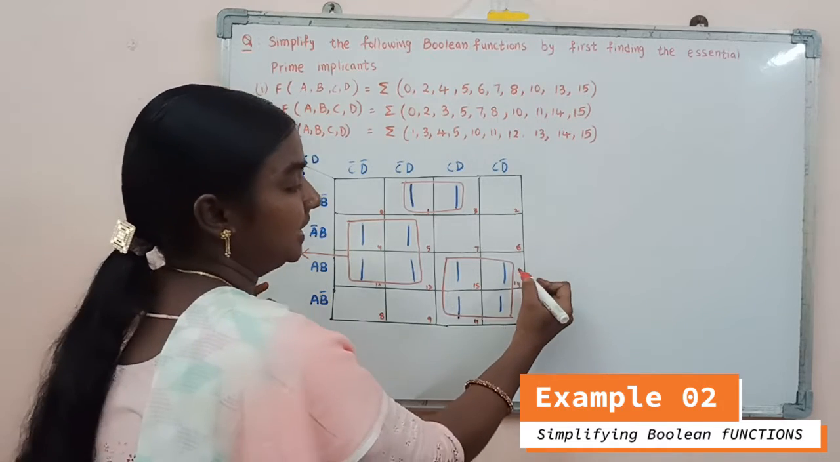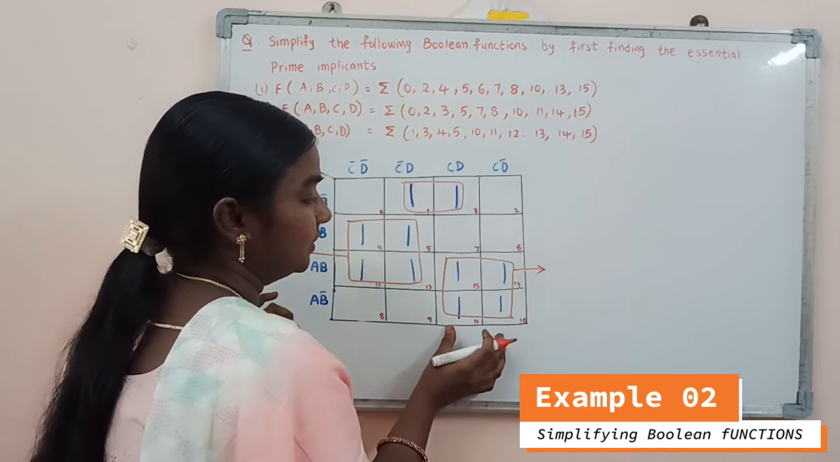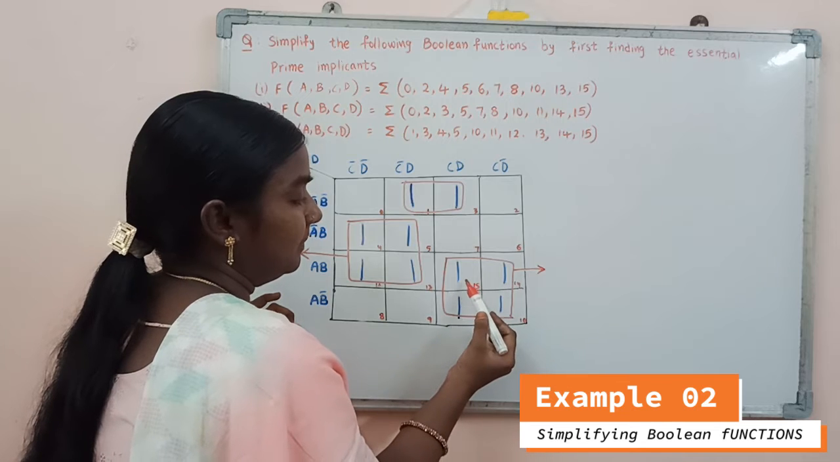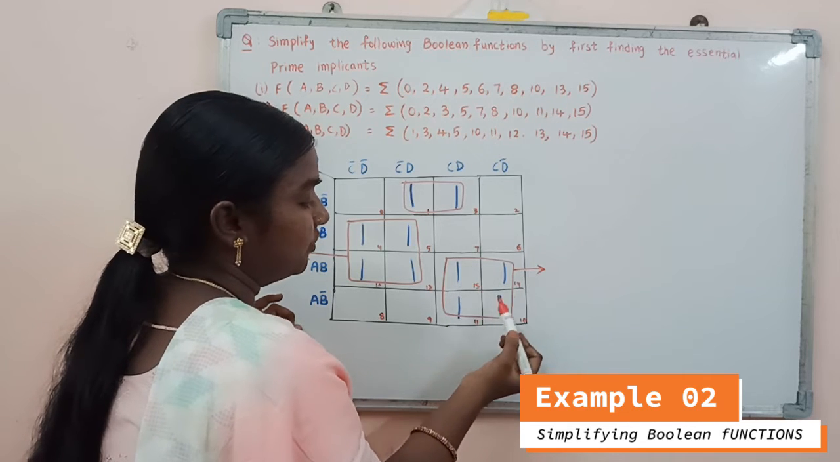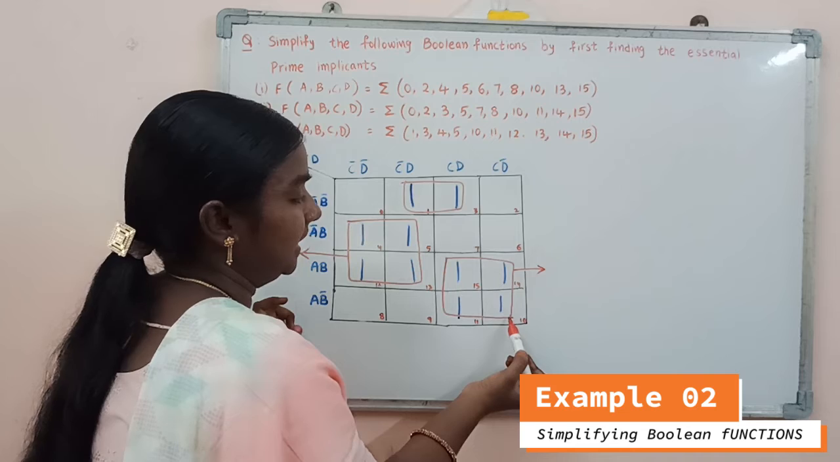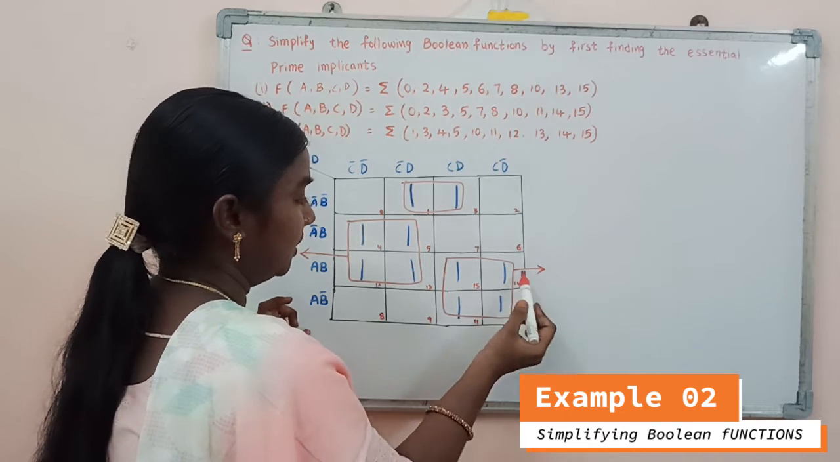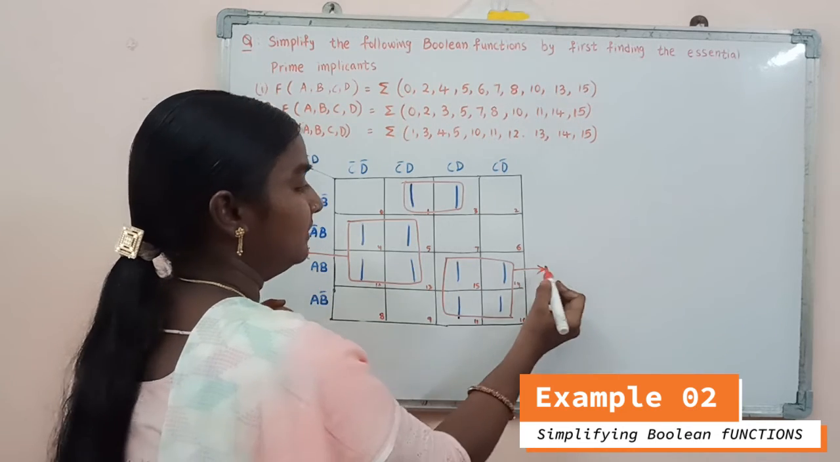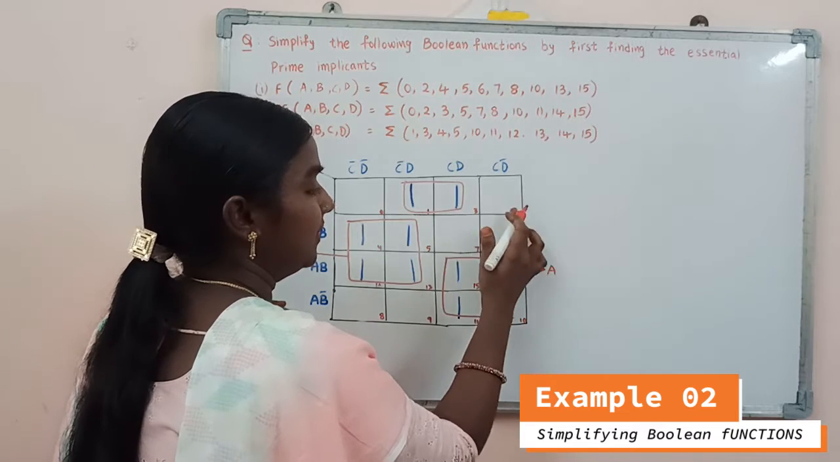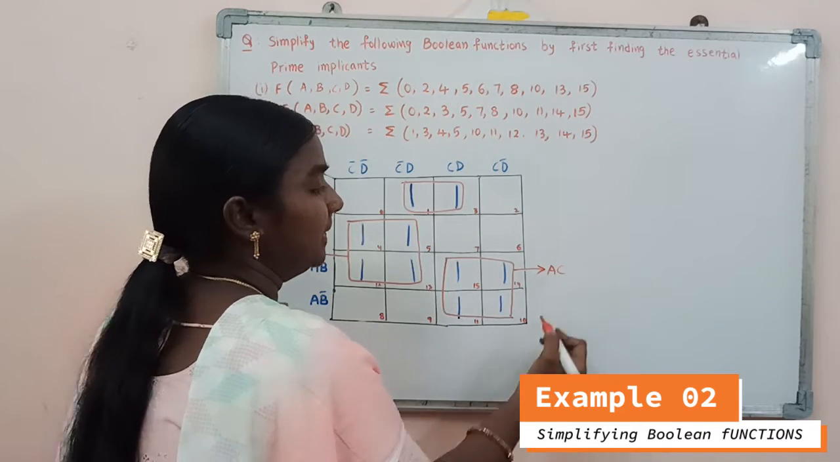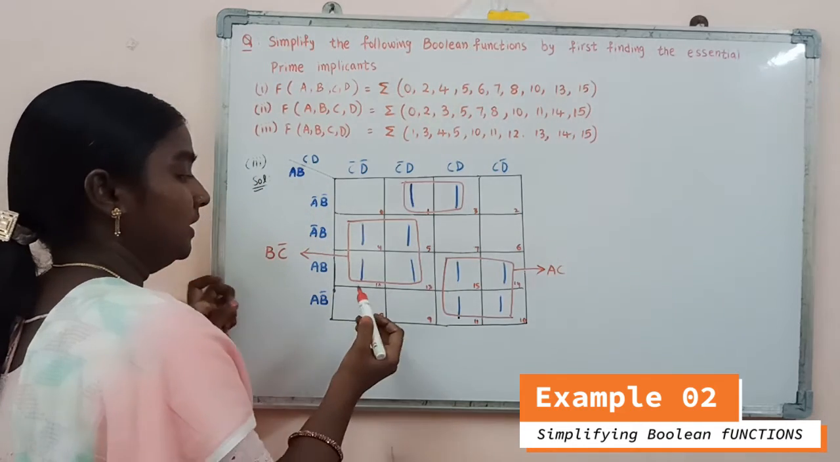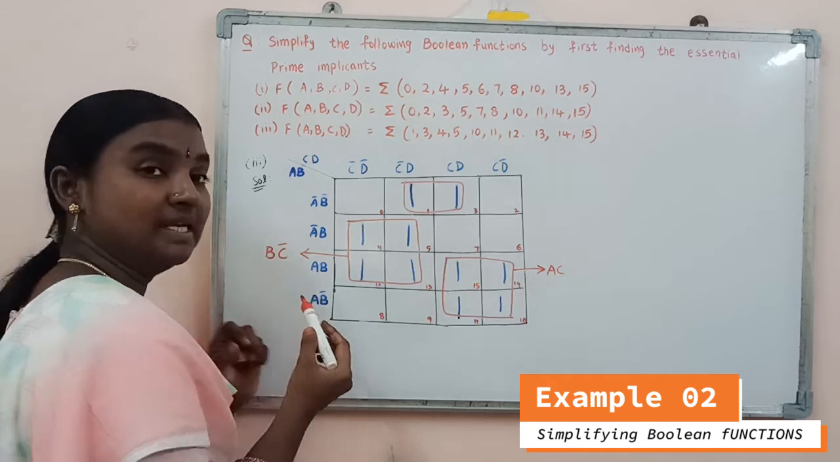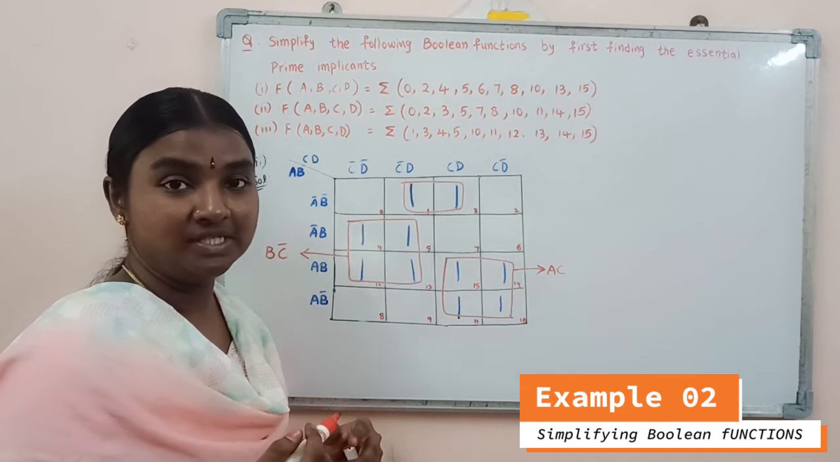Now if we want to write a product term for this group with the minterms M15, M14, M11 and M10, the common variable row wise will be A, and column wise the common variable will be C. So the prime implicant BC bar, is it essential or not? Now we will check it out.